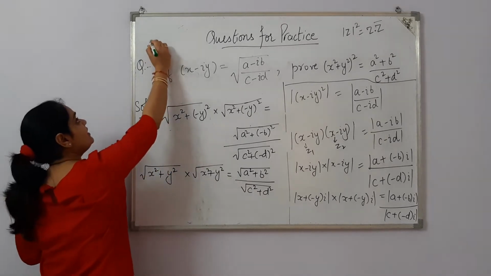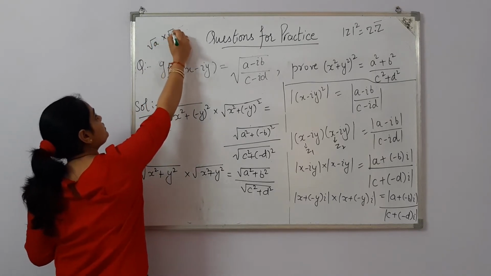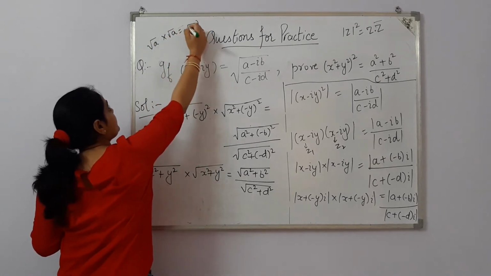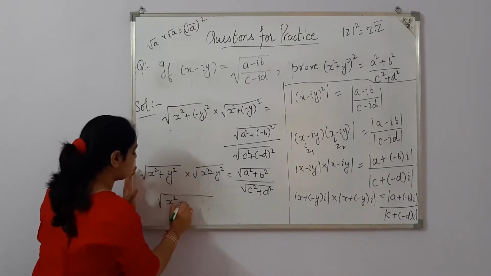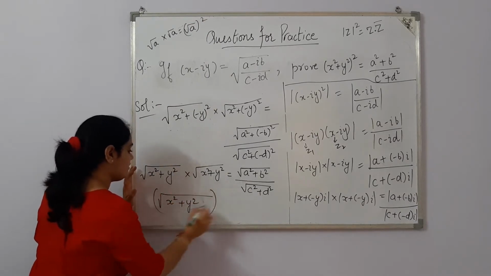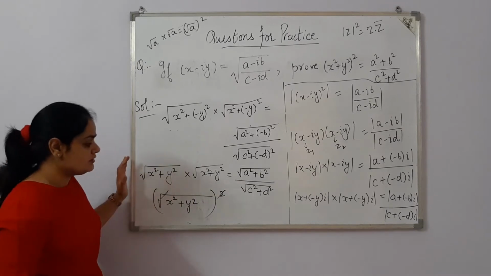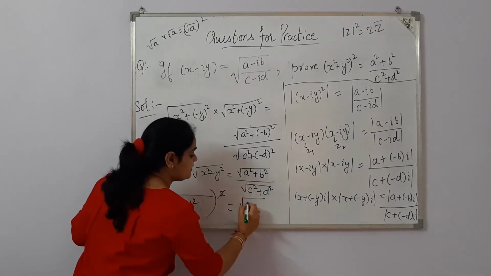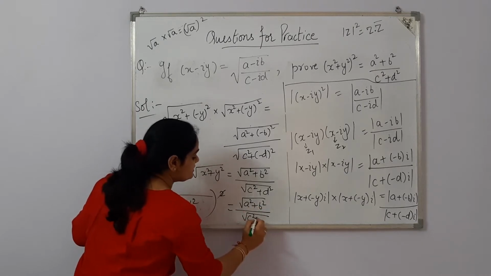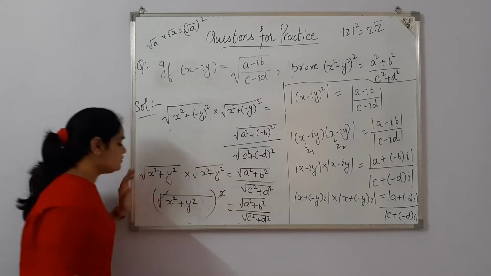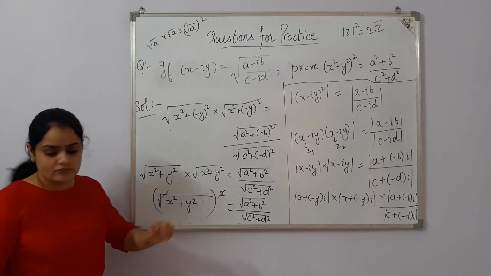If we have under root a into under root a, we'll write under root a whole square. So same here, we'll write x square plus y square whole square. 2 will cut out with the root and we get a square plus b square under root upon c square plus d square under root, x square plus y square.